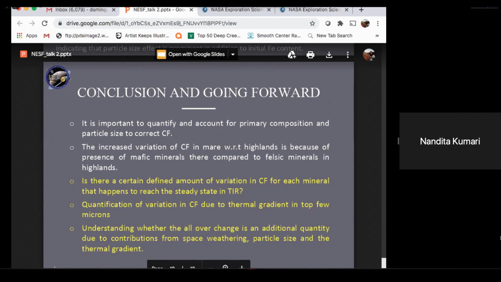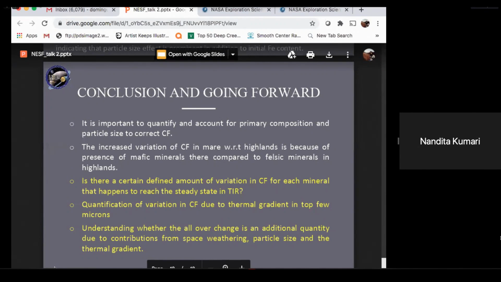And going forward, when we talk about reaching steady state due to space weathering in VNIR, is there a definite amount of CF that needs to change after which it just stops changing, that we reach the steady state and it will not affect the CF anymore? So we have to look into that. Is there a definite amount, or does it vary with minerals?